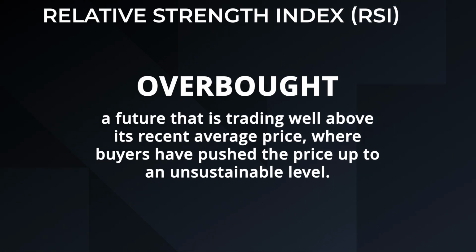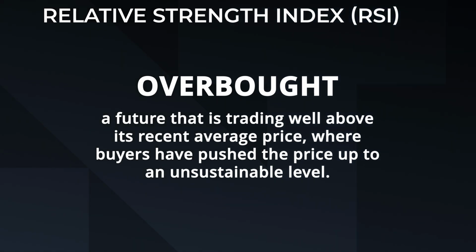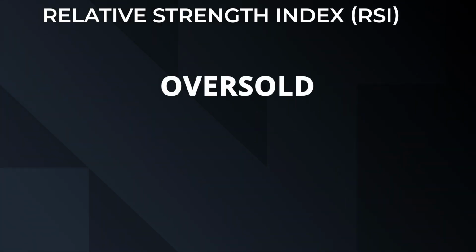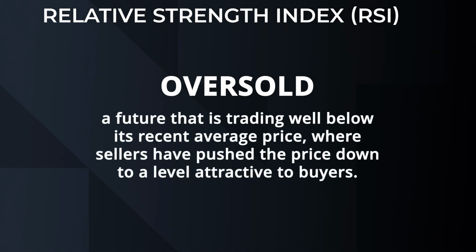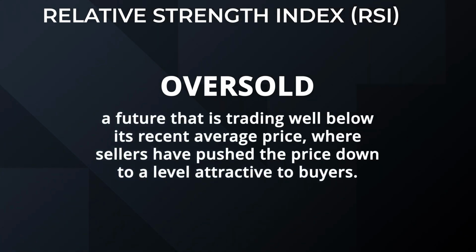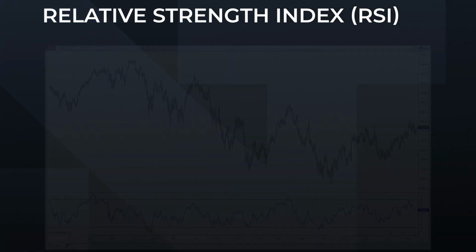Overbought refers to a future that is trading well above its recent average price, where buyers have pushed the price up to an unsustainable level. Oversold is the opposite of overbought. Oversold refers to a future that is trading well below its recent average price, where sellers have pushed the price down to a level attractive to buyers.